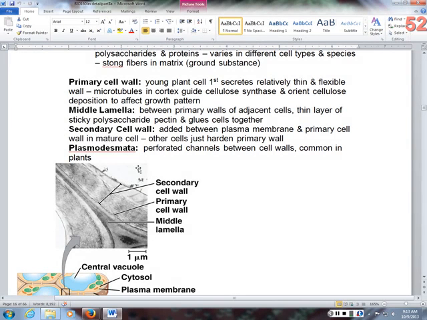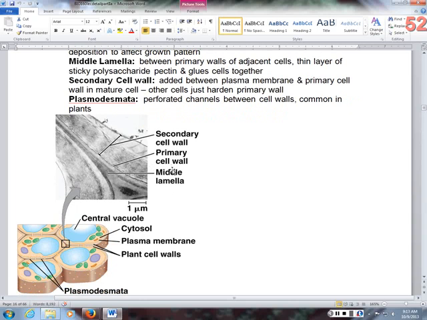Your secondary cell wall is going to be between the plasma membrane and the primary cell wall in a mature cell. This is going to be the part that is stronger. In some cells, it's just going to be the primary cell wall that hardens.